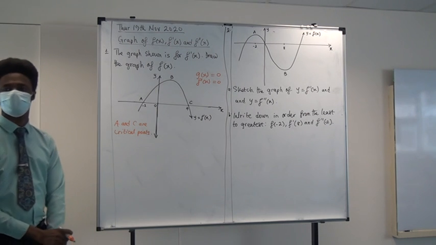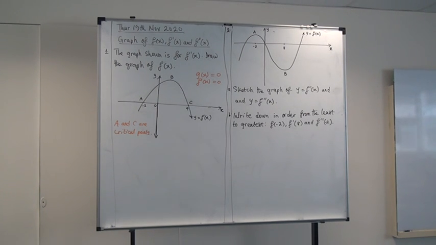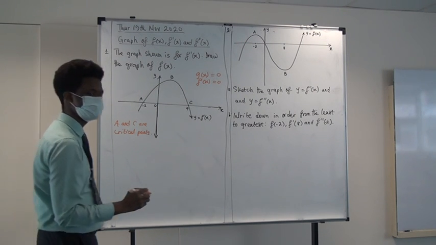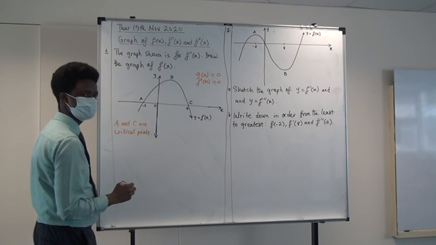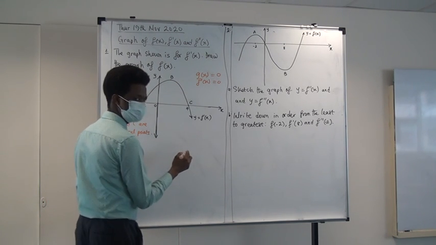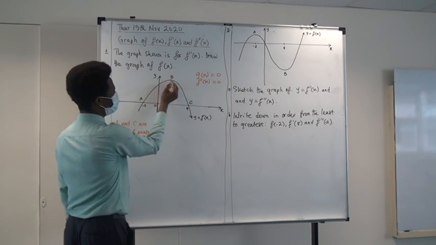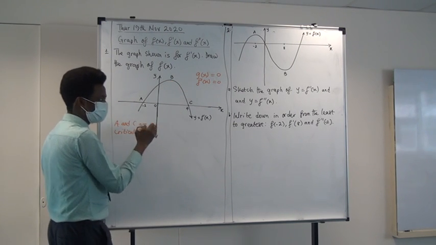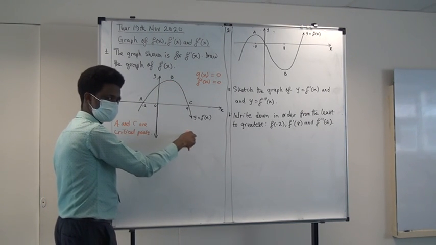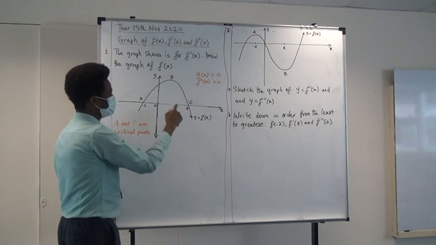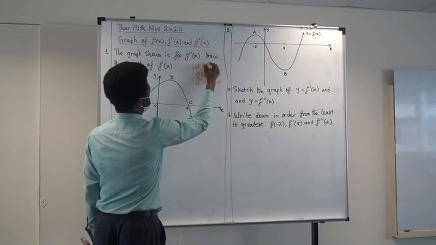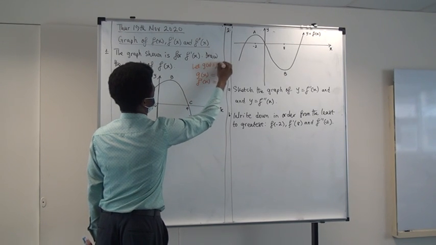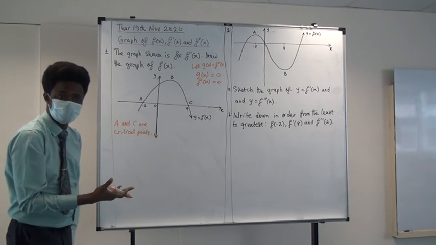What else? Yes? B is a point of inflection. Why do you say that? Because for f double prime of x, it's going to be 0. B is a stationary point for this curve. Which means at B, so what I try to do is to say let g of x be f prime of x. Maybe that will make it clearer.